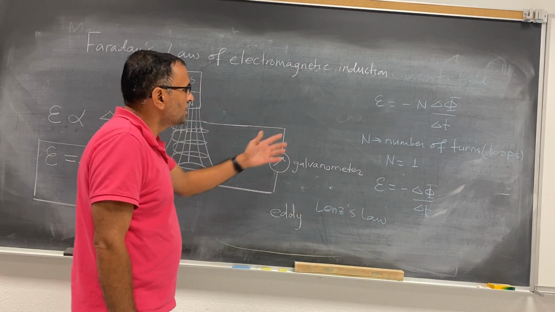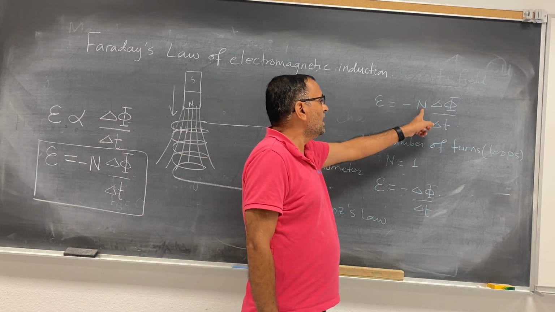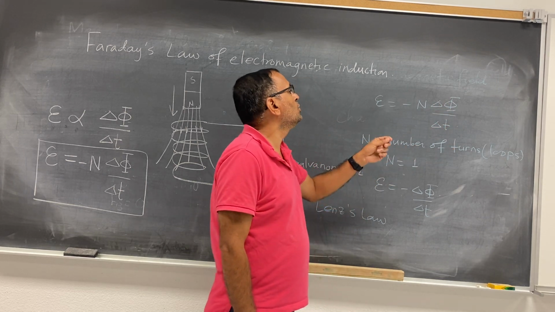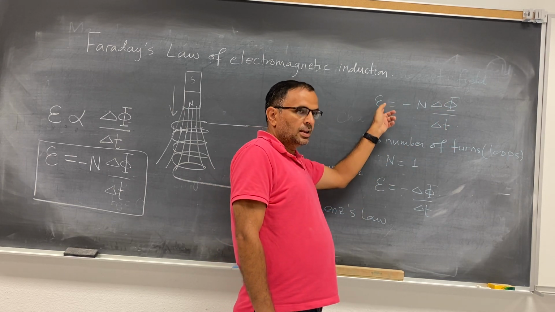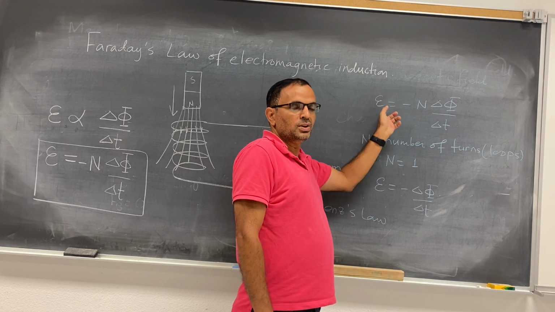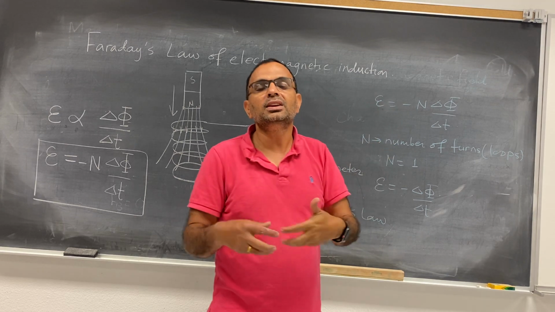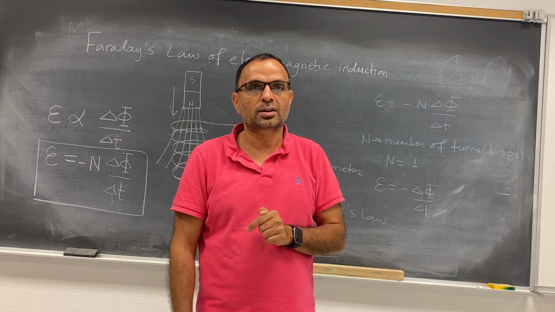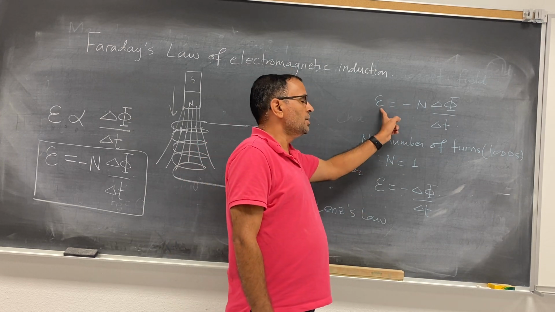And look at this formula. EMF is N, where N is the number of turns, times delta phi divided by delta t. So if you want to increase the EMF, the electromotive force, of course you have to increase the number of turns. That means a big coil having many turns. If you increase N, your EMF increases.